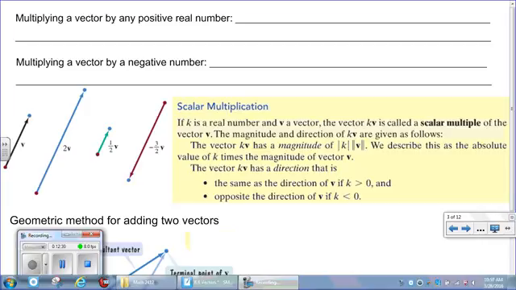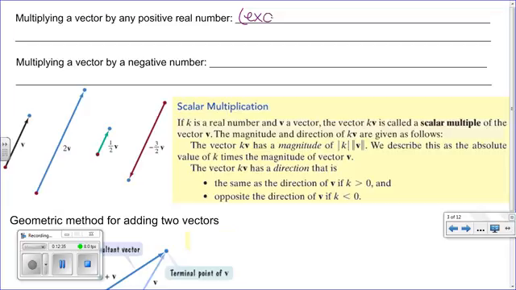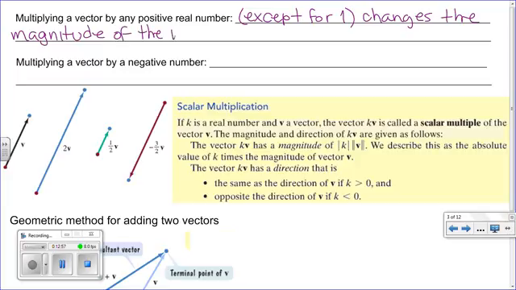Okay, so multiplying a vector by any positive real number, and here we're going to make an exception, except for one, because that will not change anything. It changes the magnitude of the vector but not its direction.